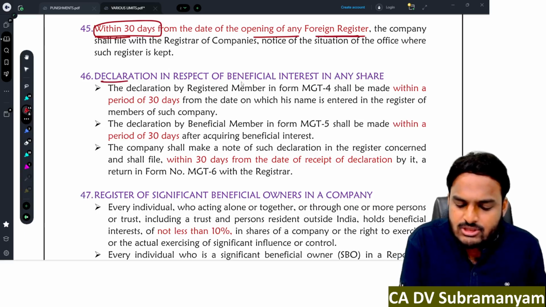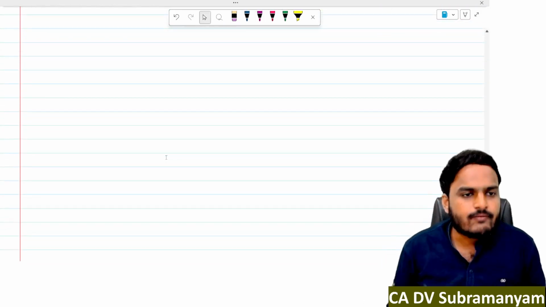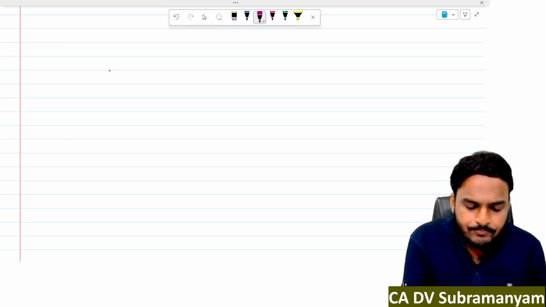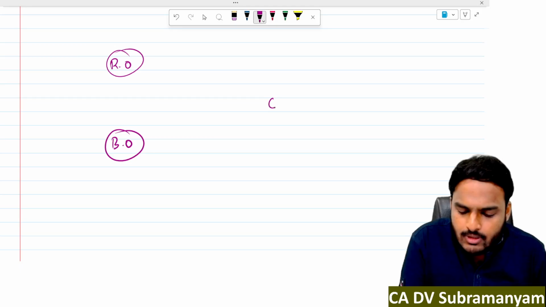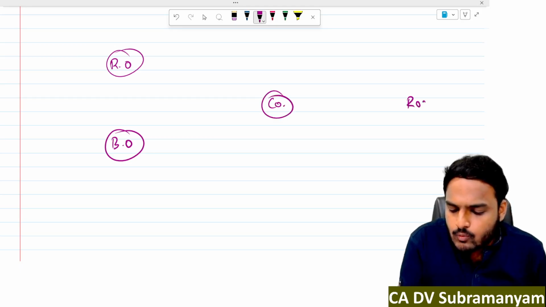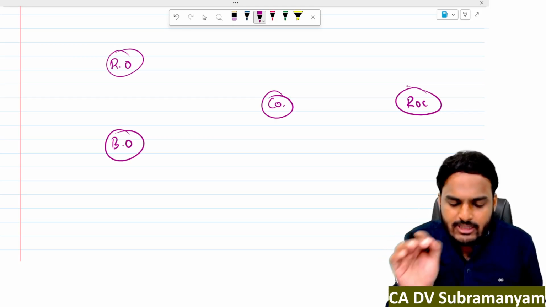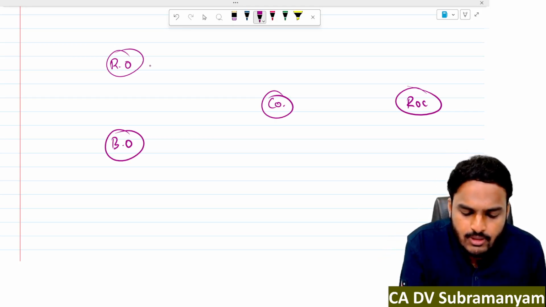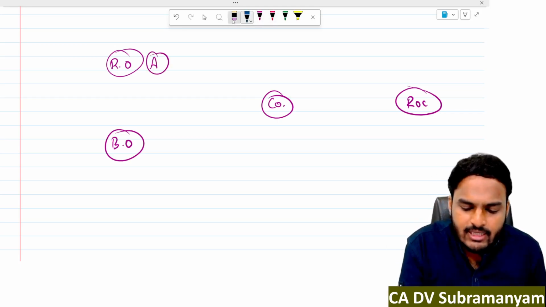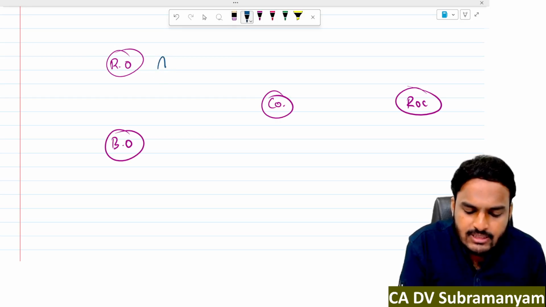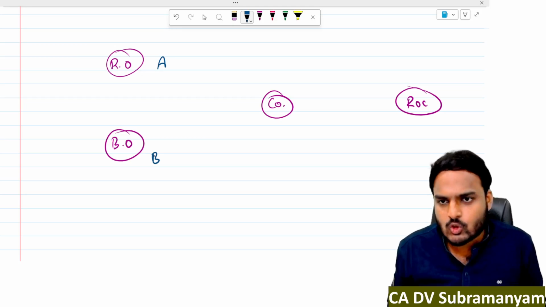Next one, declaration in respect of beneficial interest in any share. Here you will find a total of 4 parties: a registered owner, a beneficial owner, the company, and the ROC. The registered owner has shares registered in the name of Mr. A, but he is not having any beneficial interest. Beneficial interest lies with B. So B is the beneficial owner, he is not the registered owner.